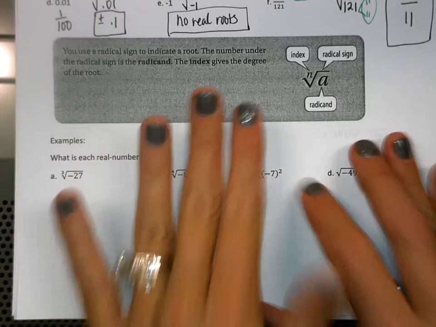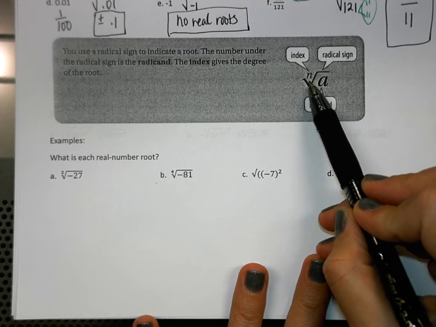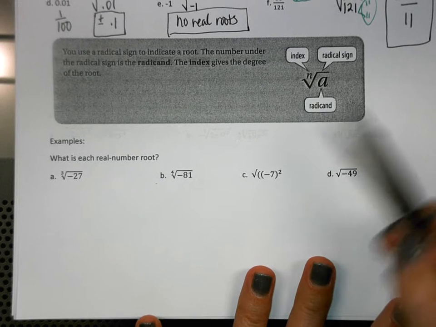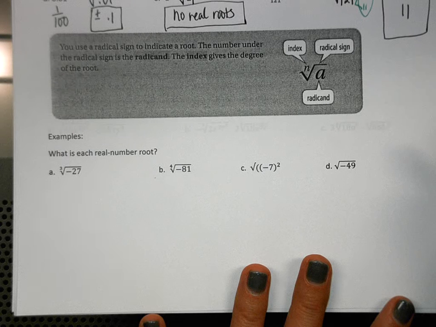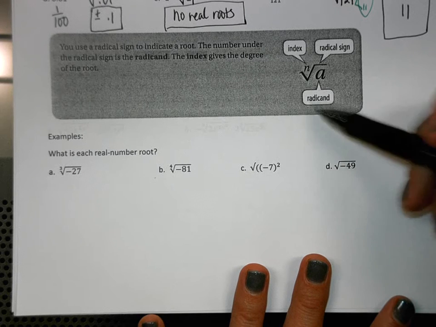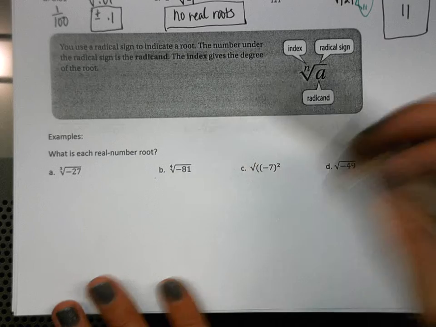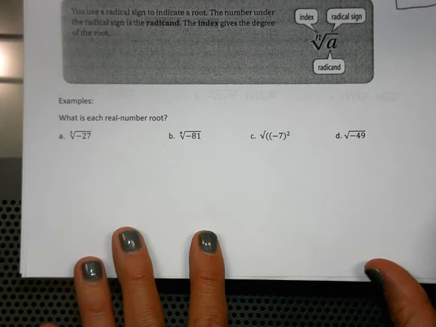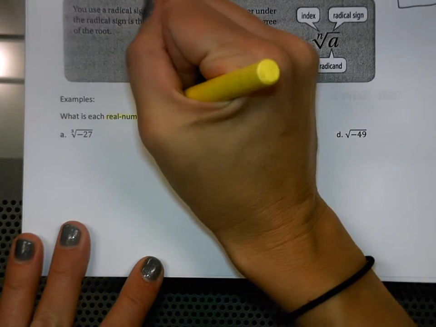Okay, so each of these words are important. We've already talked about the index. The number inside your root, the number that you're taking the root of, is called the radicand. And then you have your radical sign. Okay. Notice again how it says, what is each real number root?